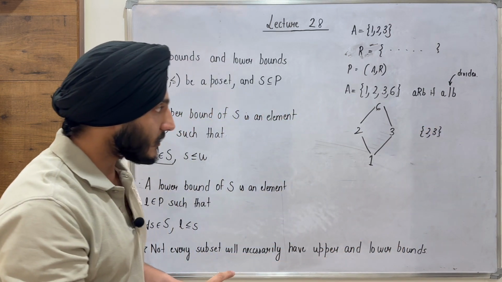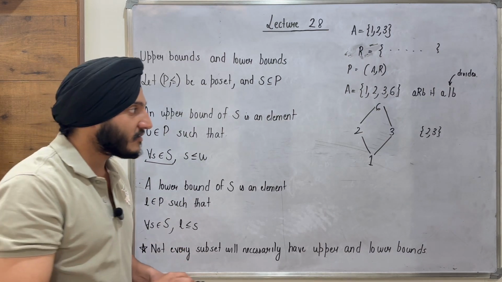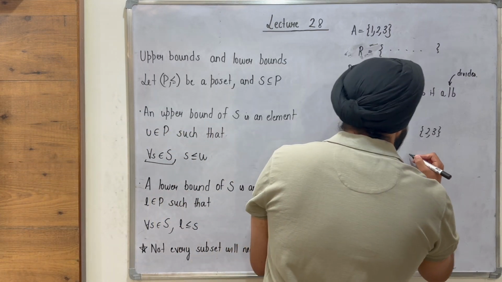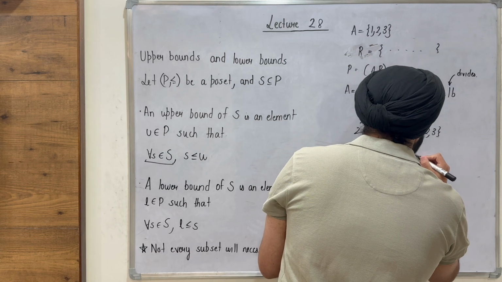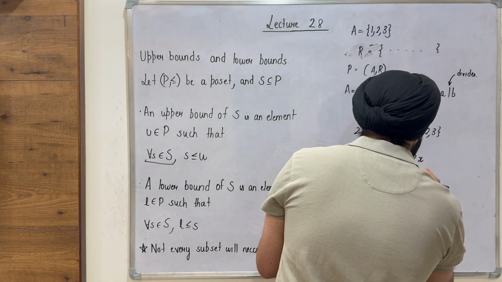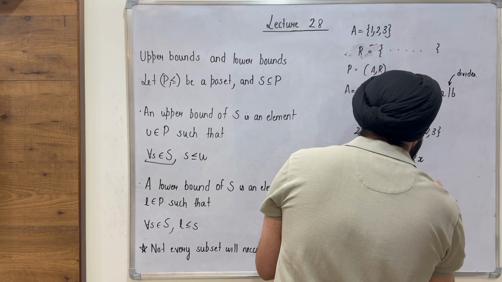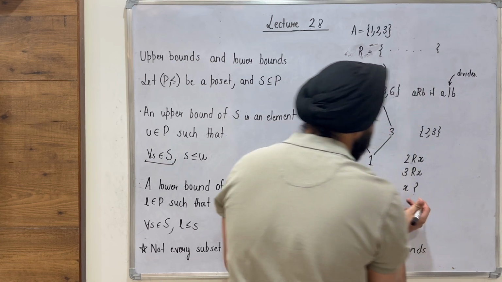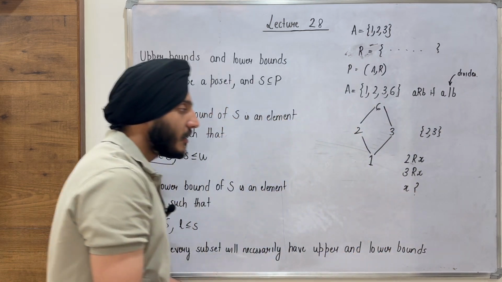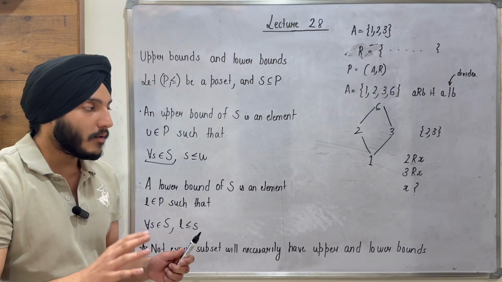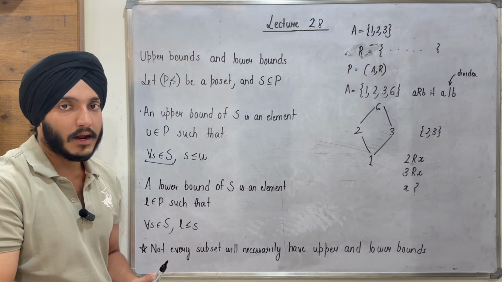So I hope you understand what less means. What I'm trying to say is I need to find a value such that 2 is related to x, 3 is also related to x, right? So my question is to find this value x in this case, right? So I would suggest you can pause this video and try to understand what is x in this case, right?